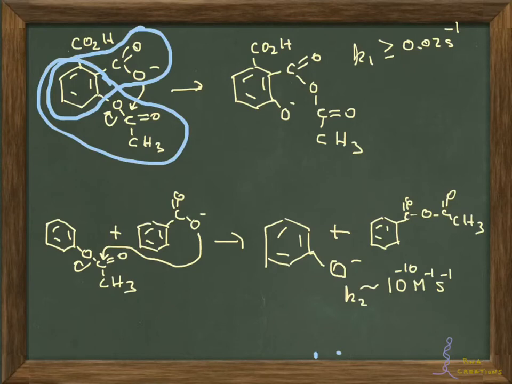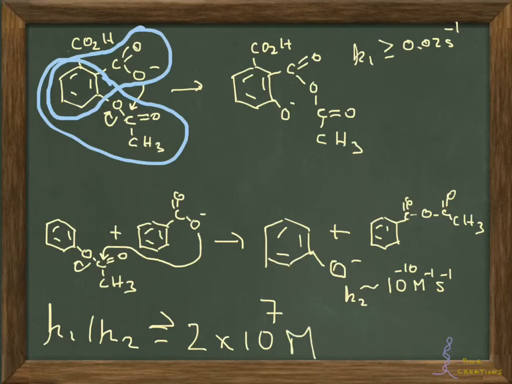And so now you can do the math on K1 over K2. And it's equal to what I said, 2 times 10 to the 7th, greater than or equal to molar. So why does this one have an even higher effective concentration than the other one does?